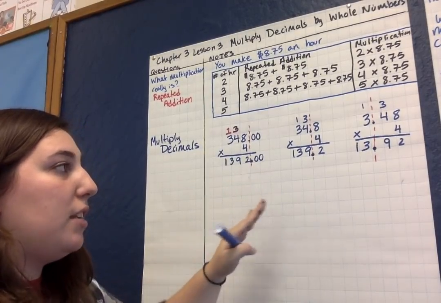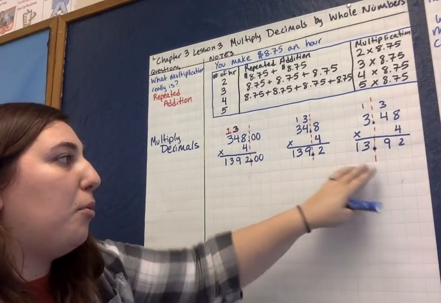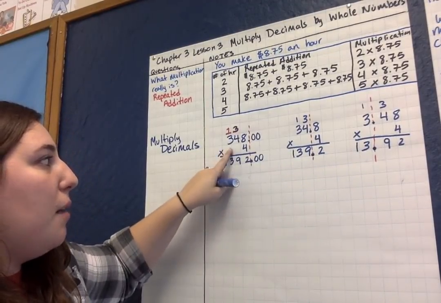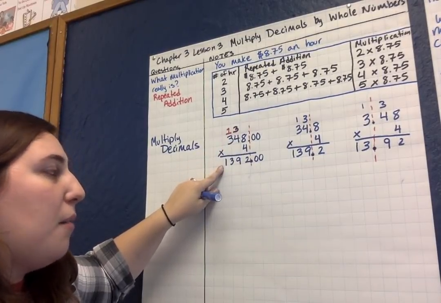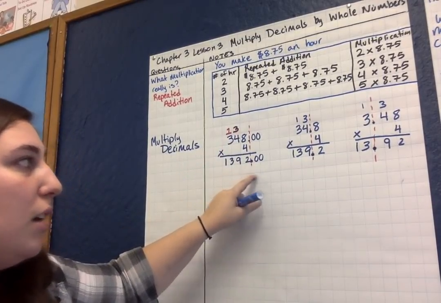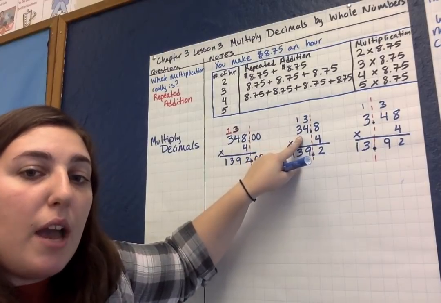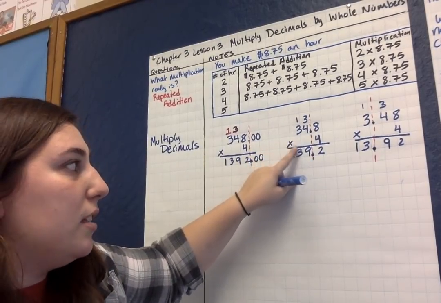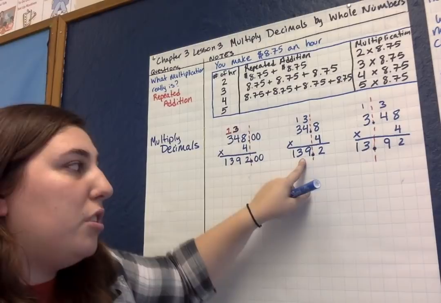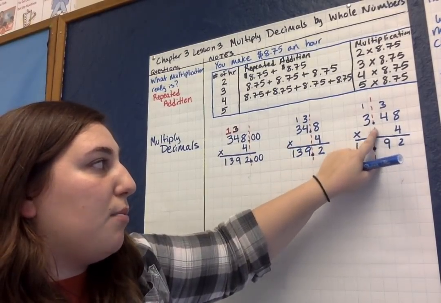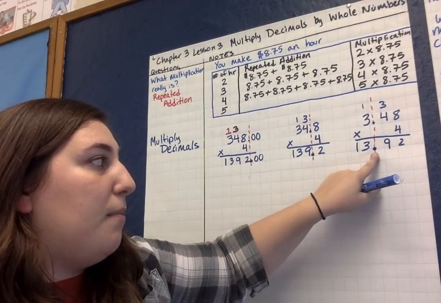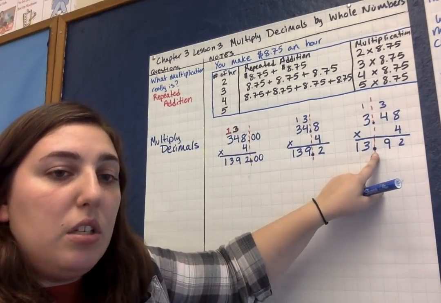Okay, if you don't put your decimal in the right spot, you might end up with a different answer. So here I multiplied 348 times 4. We got a pretty big number, 1,392. Here I moved the decimal, so now we're multiplying 34.8 times 4, and we get 139.2. Decimal's in the same spot. I move the decimal again, and my answer is now 13.92.